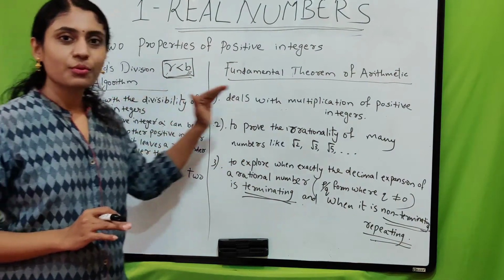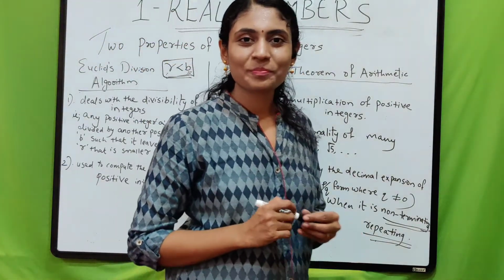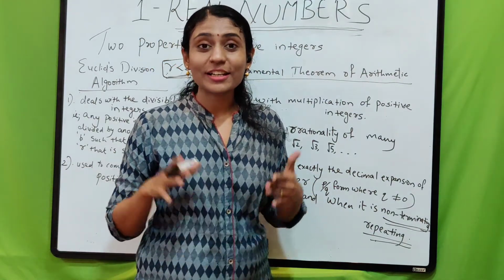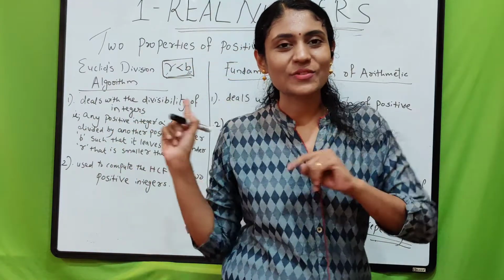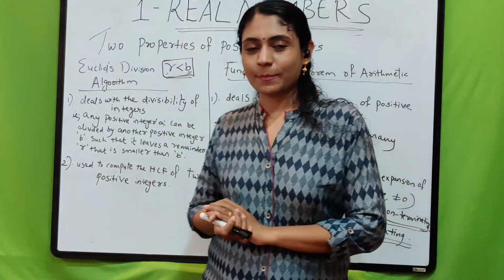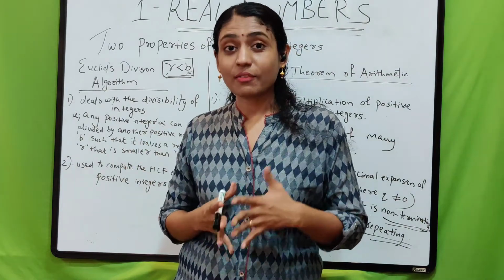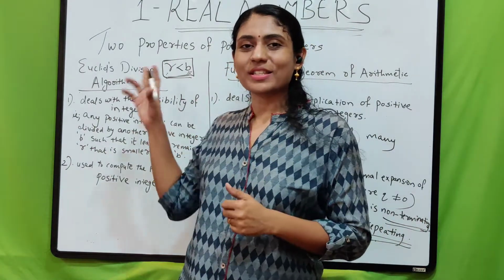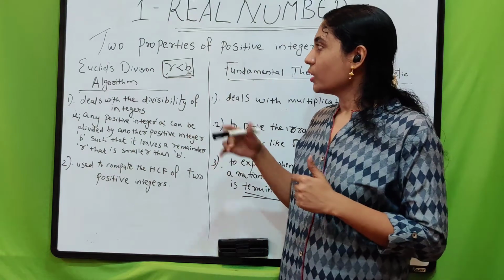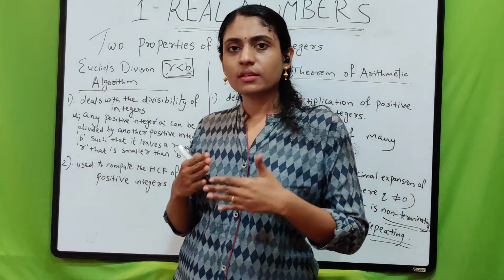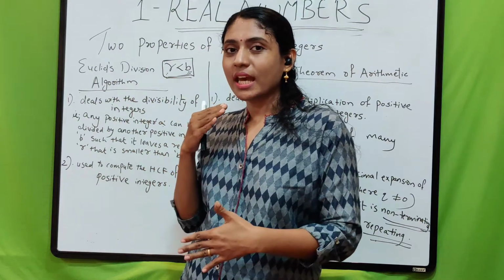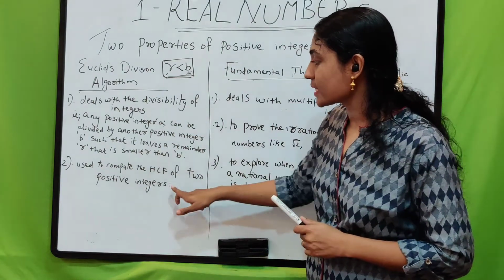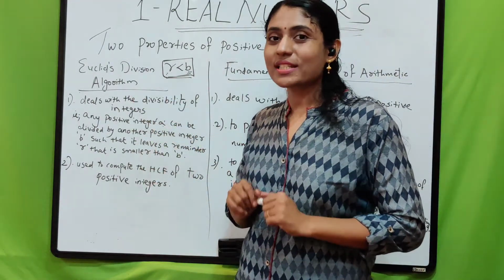So what is the difference between the fundamental theorem of arithmetic and Euclid's division algorithm? The fundamental theorem of arithmetic deals with multiplication of two positive integers, while Euclid's division algorithm deals with division, the divisibility of positive integers. That is, any positive integer a can be divided by another positive integer b in such a way that it leaves a remainder r, and that r is always less than b. We mainly use Euclid's division algorithm to find the HCF of two positive integers.